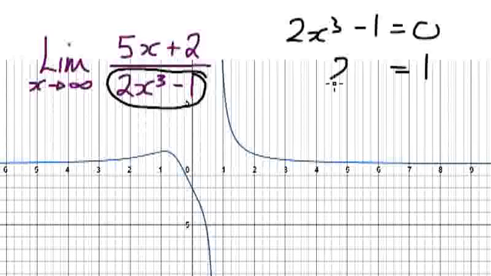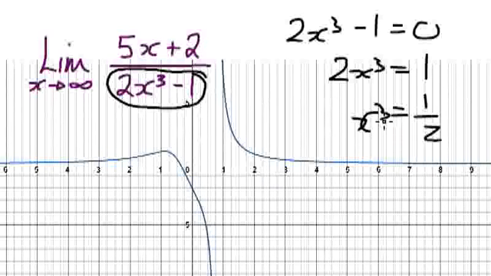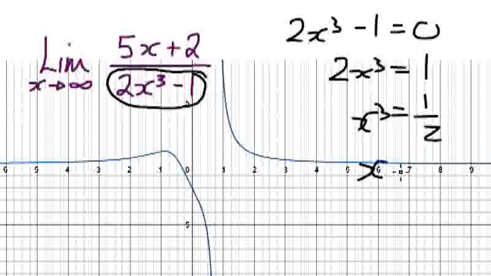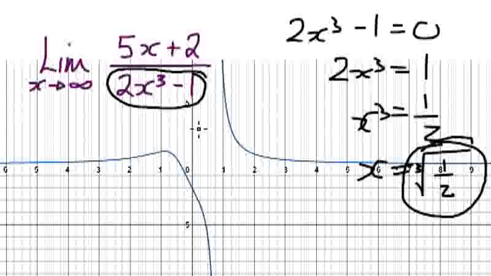So add 1 to both sides. That will give you this. And then divide by 2. That will give you this. And then cube root both sides. That will give you this. And this value here is where the asymptote is.